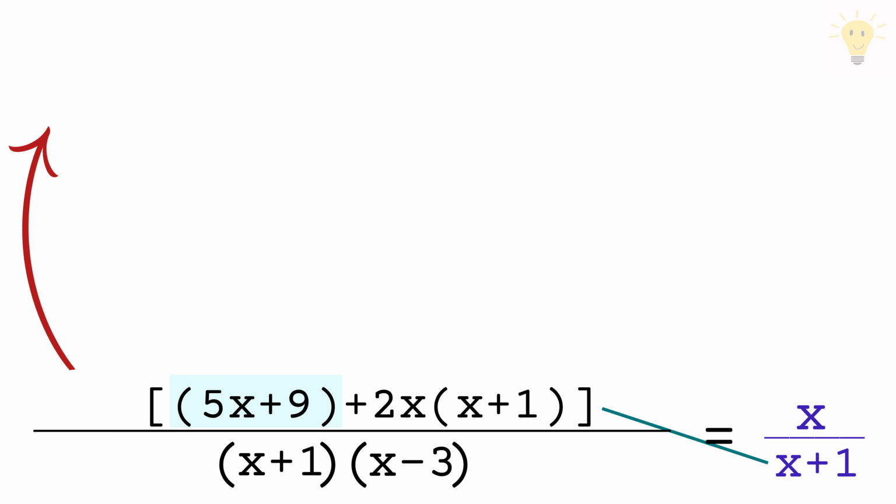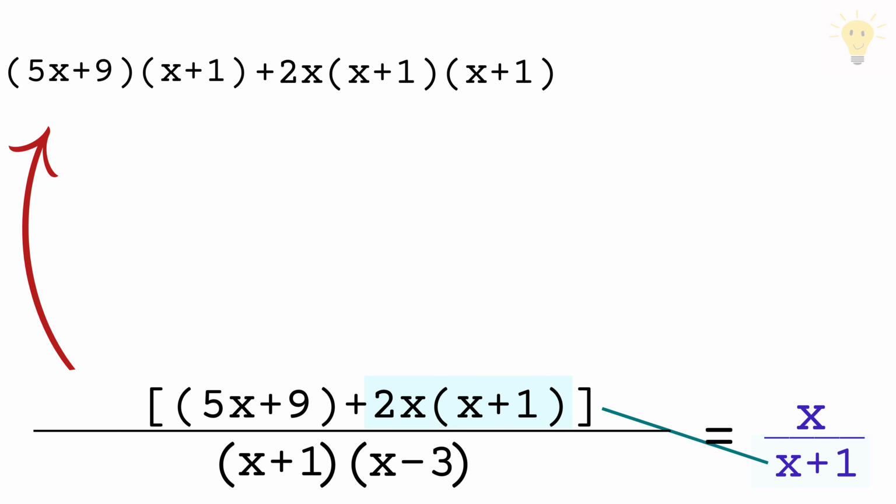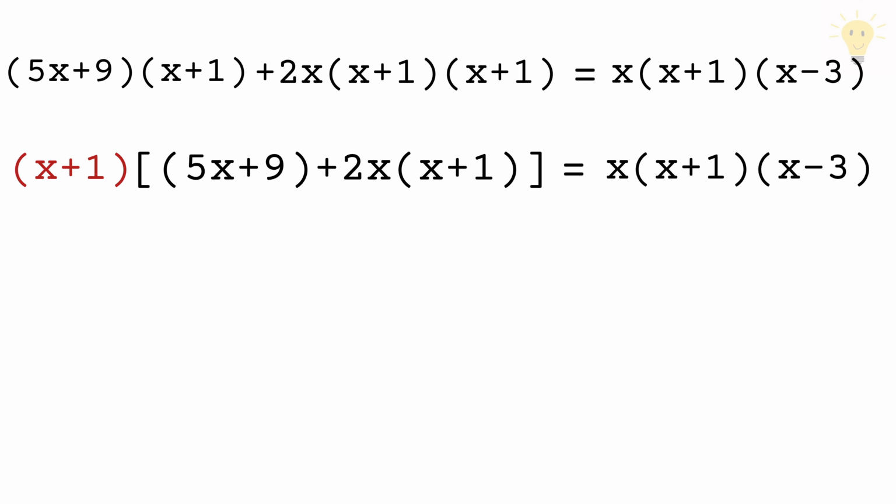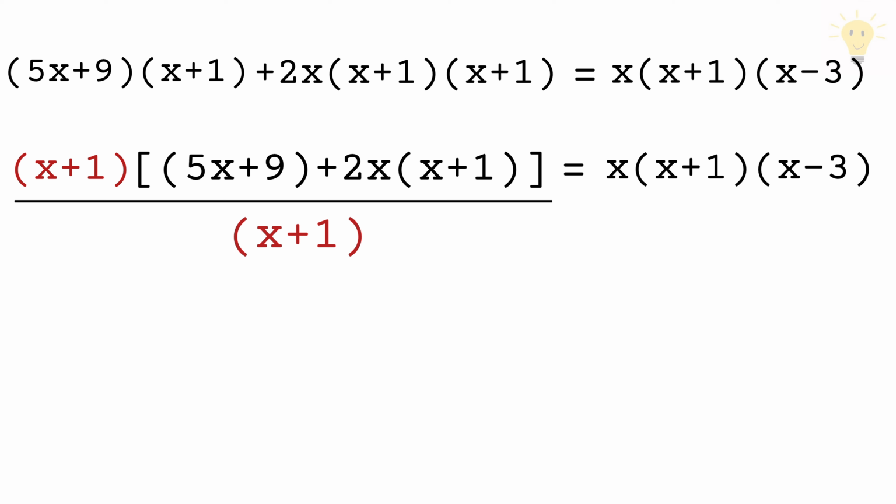So 5x plus 9 is multiplied by x plus 1. And this is also multiplied by x plus 1. On this side, this denominator is multiplied by x. We now have another common factor. On this side of the equal sign, we have x plus 1. And on this side, we also have x plus 1. So we're going to take out the common factor on this side and divide by x plus 1 on both sides of the equal sign so that we eliminate it from the equation.